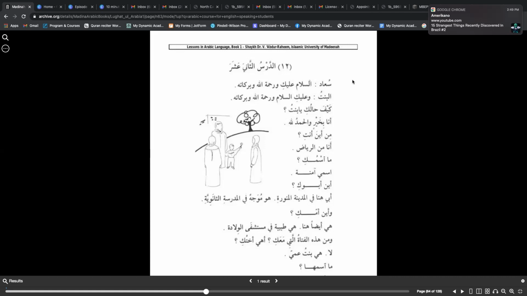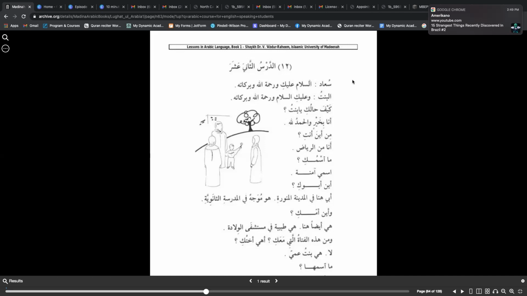Ammu is the paternal uncle. Ammatu is the paternal aunt, meaning on the father's side. So there's a difference: ammu is the uncle on the father's side of the family, while ammatu is the paternal aunt. Al-khalu is the maternal uncle on the mother's side. Al-khalatu is the maternal aunt. So you notice the only difference, changing it from uncle to aunt, is putting the ta marbuta at the end. So khalatu is the maternal aunt.